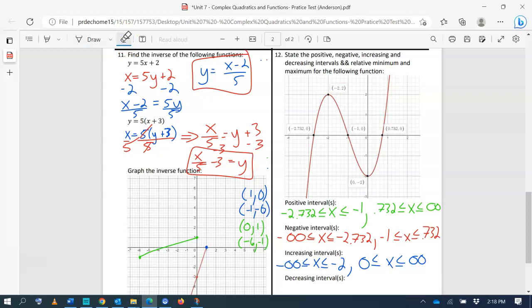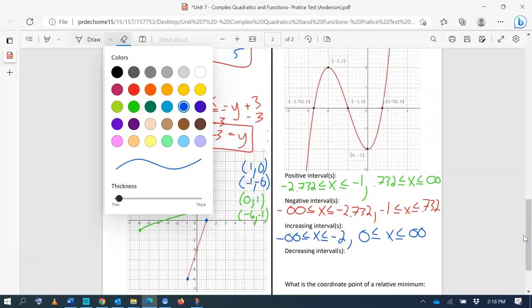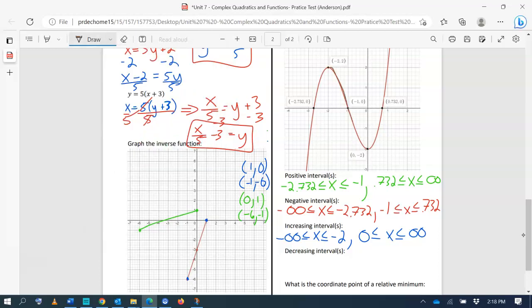And what's a decreasing interval? So there's only one on this graph. I'll do a different color. Let's see here. We'll do it in nice brown. It's our only decreasing interval from -2 to 0. -2 and 0. And that's it for that one.